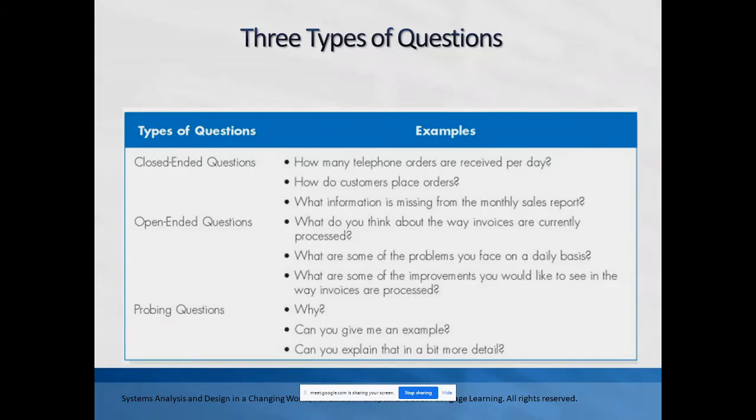And then finally, there are the probing questions. These are generally follow-ups. They'll give you an answer to something, and then you'll ask them for justification. Well, why do you say that? Why do you think that's the case? Or give me an example of this thing you're describing. But the real value is definitely with the open-ended questions.